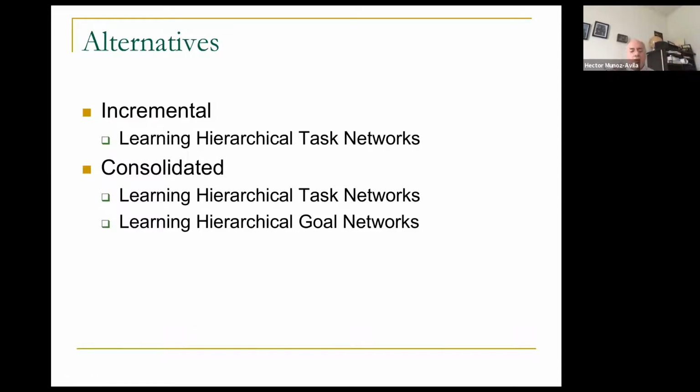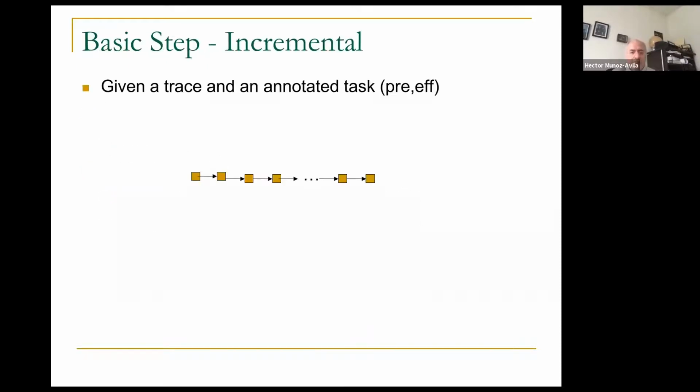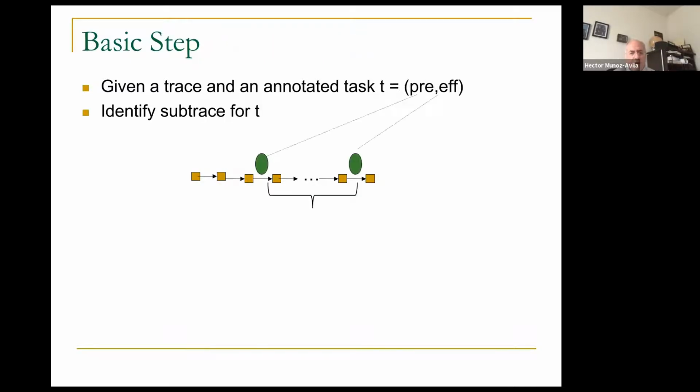Again, incremental means we are learning methods one by one, a subset of methods, and we increase them. They all, or most of them, have the same basic step. Again, suppose that we give the annotated tasks, so we know the tasks, and we know their preconditions and effects. We have that as input, and they give us a trace. So I'm representing a trace with these. Each of these squares is an action, and this is simply the order in which they are executed. And then what we do is they will identify.